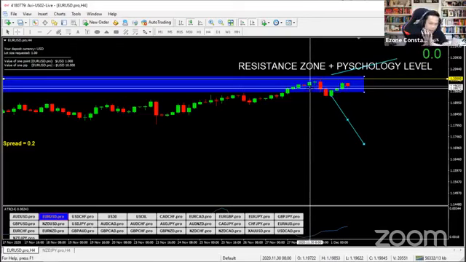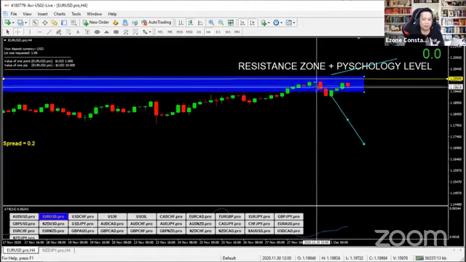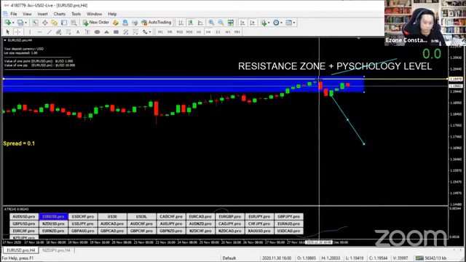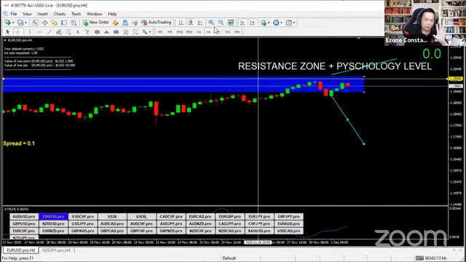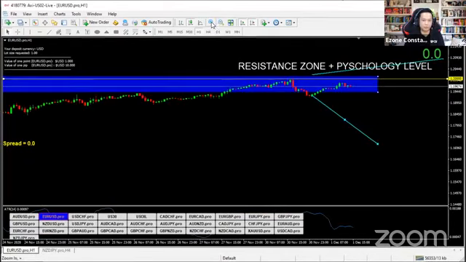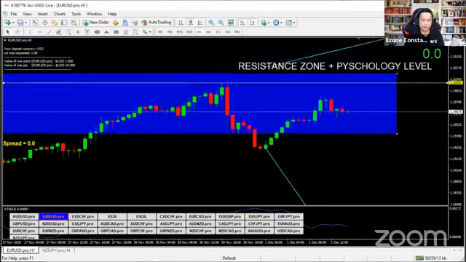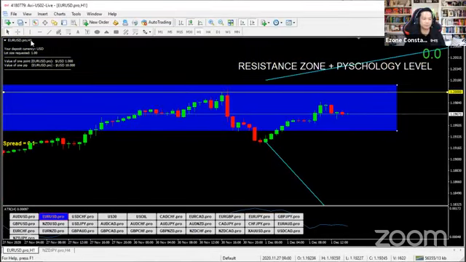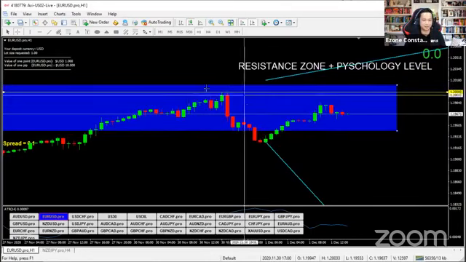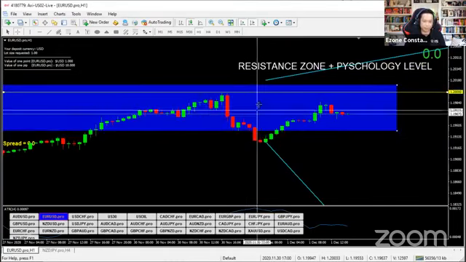Okay, bila kita pergi ke kawasan H4 ni, kita akan nampak lebih jelas kawasan-kawasan yang mempunyai rejection yang menarik melalui pergerakan harga. Now, H4 ni you akan nampak candle-candle yang lebih kecil, tapi bila you turun pergi H1, you akan nampak price action. Menarik, ada price action.